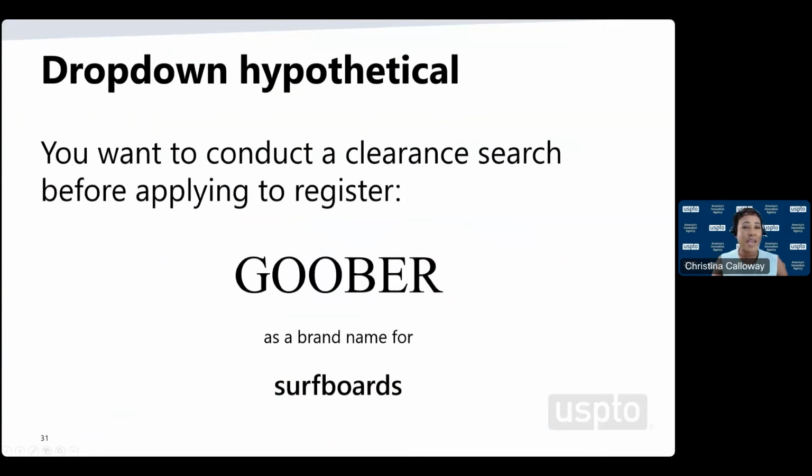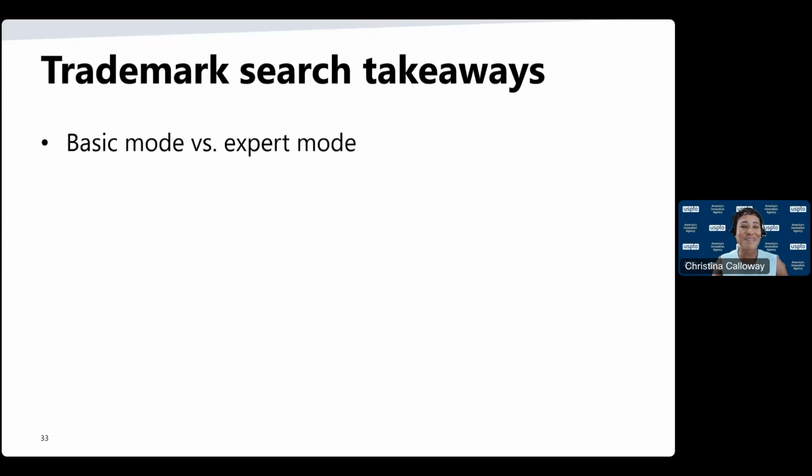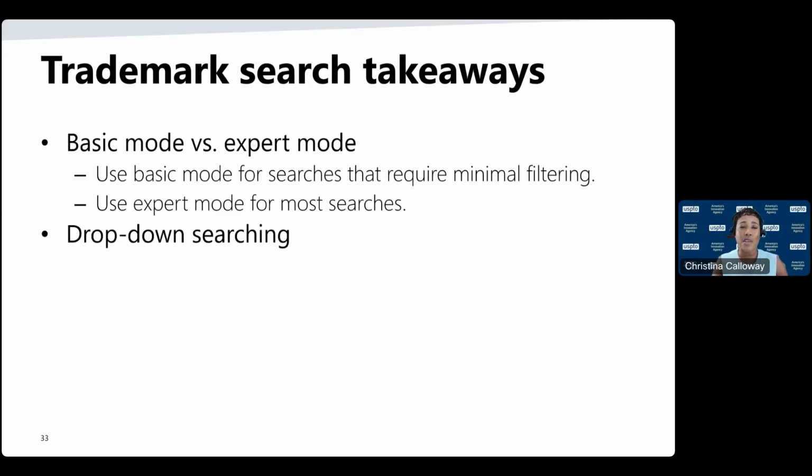All right. Okay, so we've done Goober as a brand name for surfboards. Let's talk about our searching takeaways. We know that we can search either in basic mode or expert mode. Basic mode is just going to give you that basic functionality, using a type of search that requires minimal filtering, drop-down searches that don't require a lot of status filtering for those particular results. And we recommend using expert mode for most of the searches that you're going to be conducting.